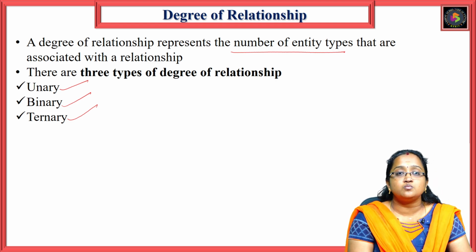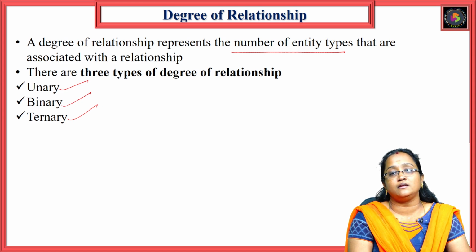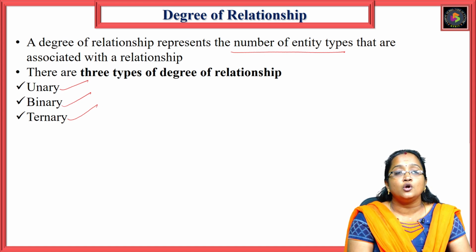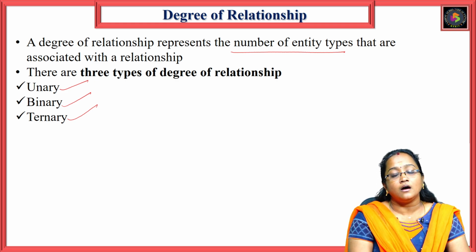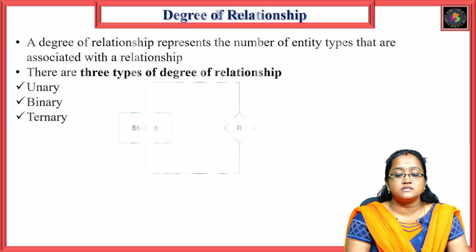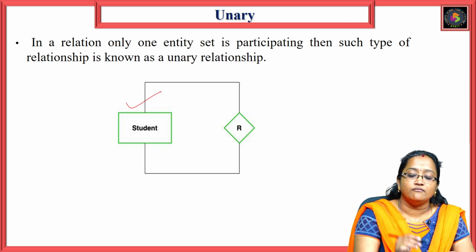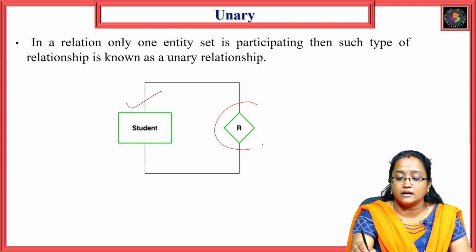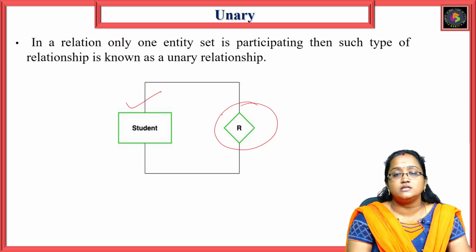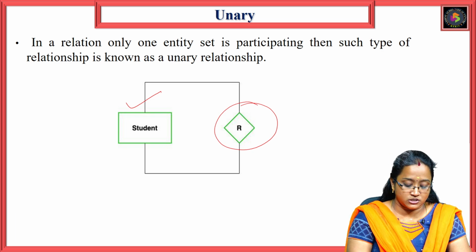So unary means only one entity will participate in the relationship. Binary means two entities will participate in the relationship. Ternary means three entities will participate in the relationship. So this is the basics of degree of relationship. Next we will see unary. Unary means only one entity will participate in this particular relation. Then it is called a unary relationship.